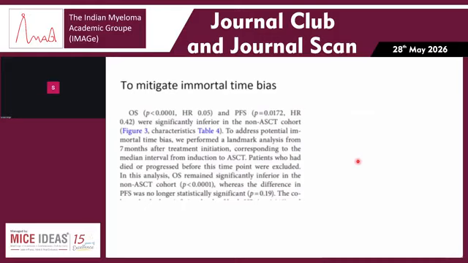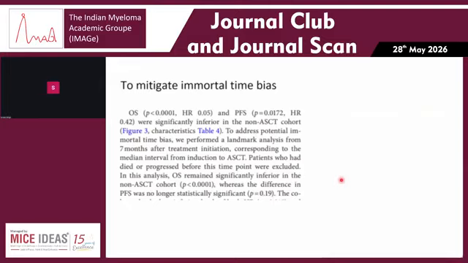The authors have done a remarkable job of doing landmark analysis to mitigate the immortal time bias. So what do you mean by immortal time bias? For example, if a patient is planned for transplant, but during the waiting period the patient dies, automatically the patient will go into the non-transplant cohort during the analysis. Now that will make results look like the transplant is much more favorable than the non-transplant approach.